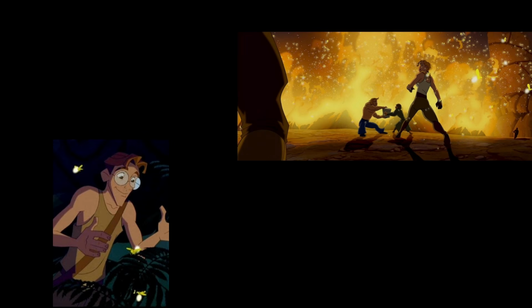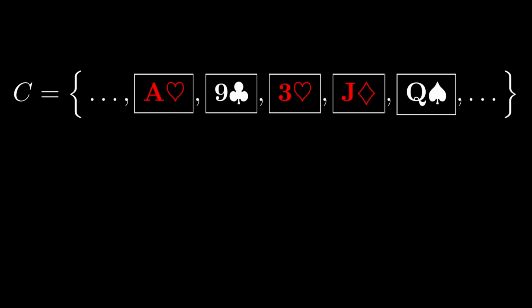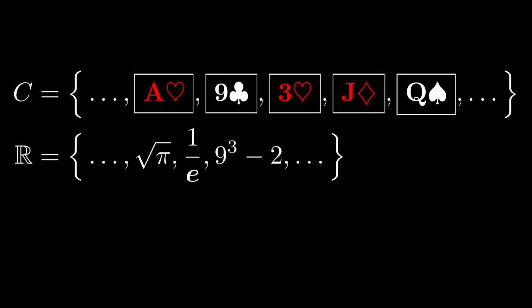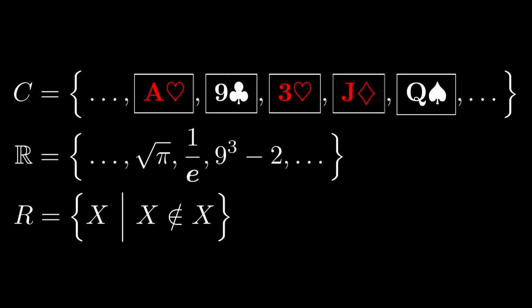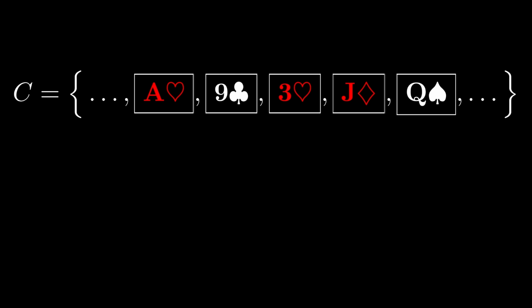Sets are about as benign as it gets, well, as long as they're not too big. A set is just a small collection of things. For example, we have a set of all playing cards in a standard poker deck. We also have a set of all real numbers. And we have a set of all sets that don't contain themselves. Okay, maybe scratch that last one. In ZFC though, we do have a set of all sets that do contain themselves. Let's focus on the set of playing cards.